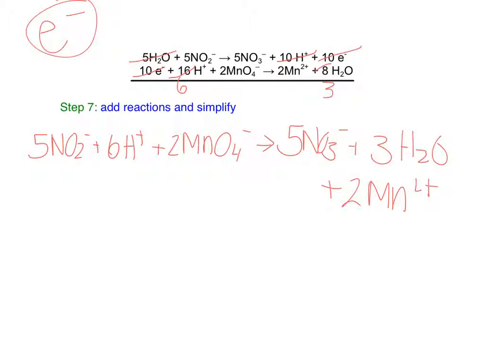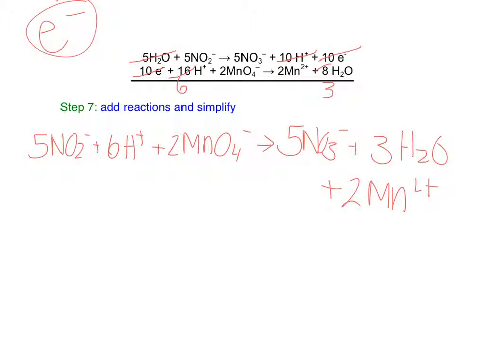Once again, we can check our atoms. We have 5 nitrogens, 5 nitrogens, 6 hydrogens, 6 hydrogens. 5 times 2 oxygens is 10, plus 8 is 18. On this side, I have 5 times 3 is 15, plus 3 is 18. Great news, 2 Mn, 2 Mn.